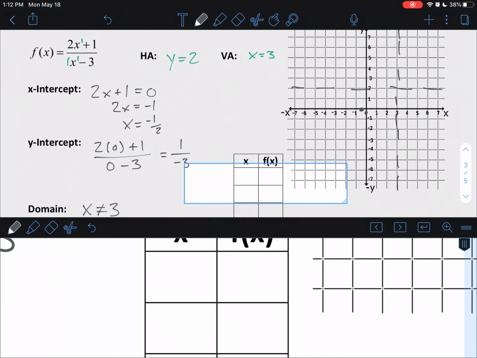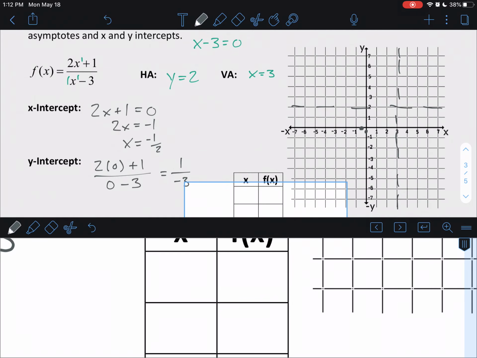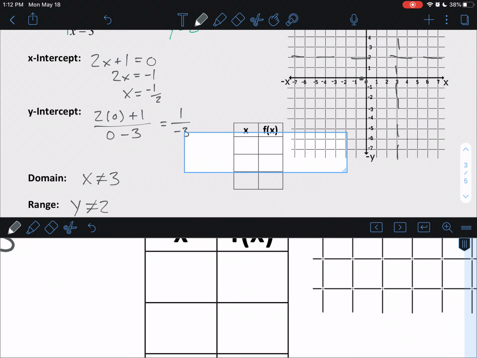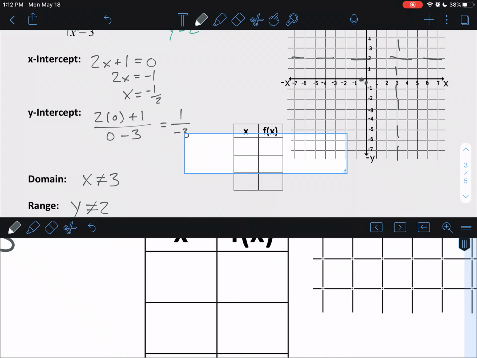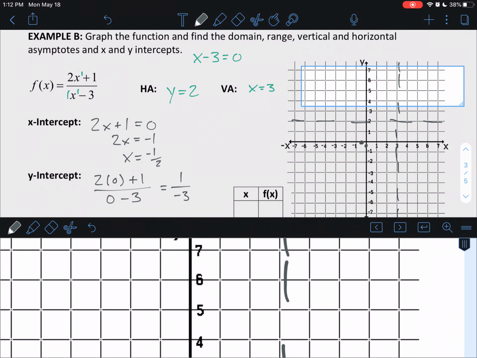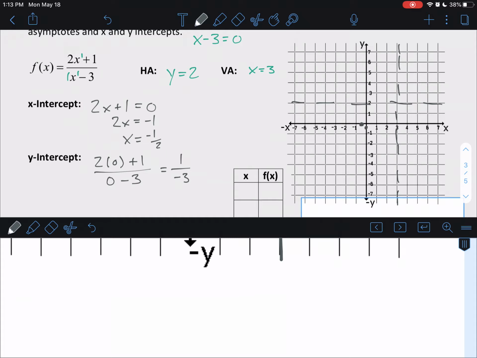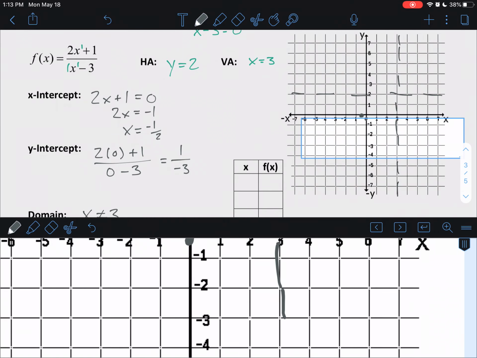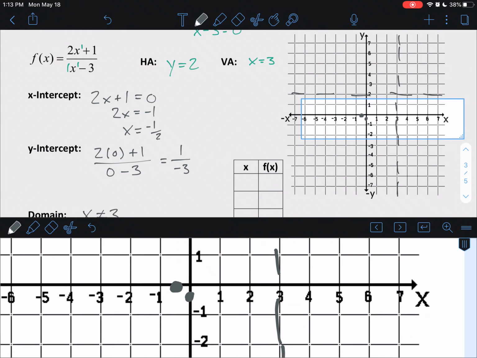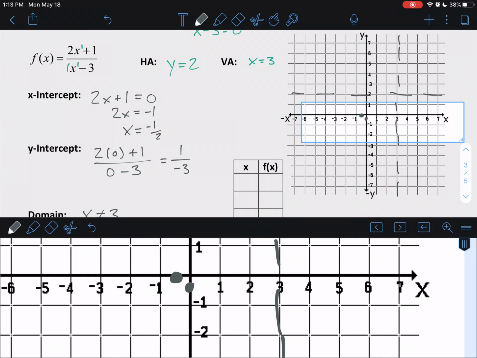Not entirely sure what I'm supposed to put in this table here. Oh, yes I do. So we are supposed to look at our vertical asymptote, which is at x equals 3. And I need to pick a point to the left and to the right of that. So I can go with 2 and I can go with 4 because 1 is to the left, 1 is to the right of 3.